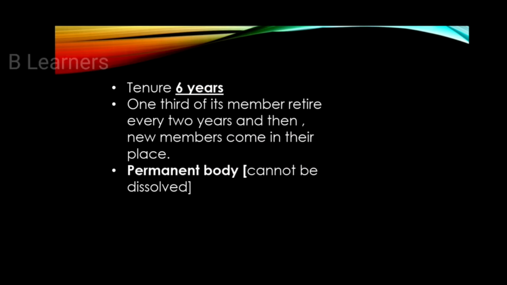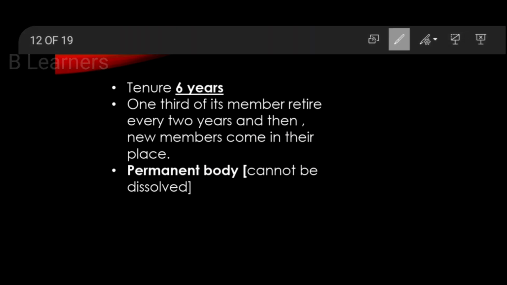Now we'll see that the normal tenure of the Rajya Sabha is 6 years. A member can exist for 6 years, but remember one thing: 1/3 of the members retire every 2 years. And if 1/3 retire, there will definitely be vacant places, and those vacant places will be filled through election.